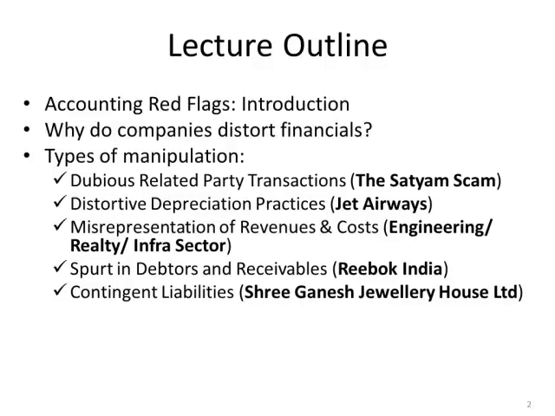So we'll look at dubious related party transactions, and the example will be the Satyam scam. We'll look at distortive depreciation practices, with Jet Airways as an example. We'll look at misrepresentation of revenues and costs, specifically in the engineering, realty, and infrastructure sector. Then we'll look at a spurt in debtors and receivables, looking at Reebok India. And finally, we'll talk about contingent liabilities, and the example we'll look at is Sri Ganesh Jewelry House Limited.